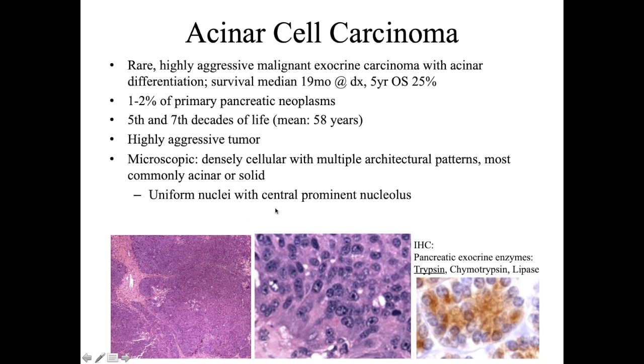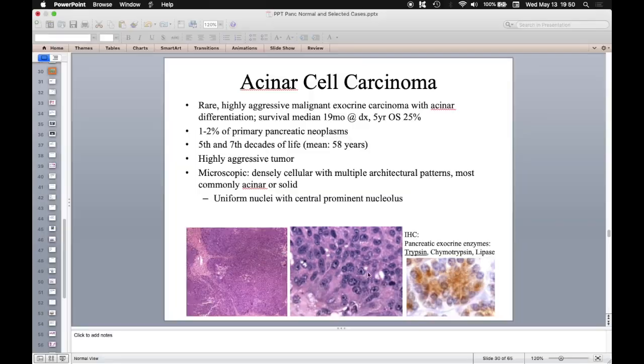And again, it has very uniform nuclei with a central prominent nucleolus. And that's exactly what we were seeing, these kind of salt and pepper nuclei. And because the exocrine pancreas secretes all of the digestive enzymes, you could use digestive immunohistochemistry, and it will stain for these lesions.